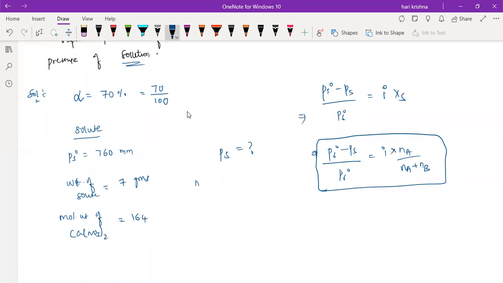The molecular mass of water is also 18 grams. So solve this and you can come for the next class. We'll end the session here today. Any doubts?